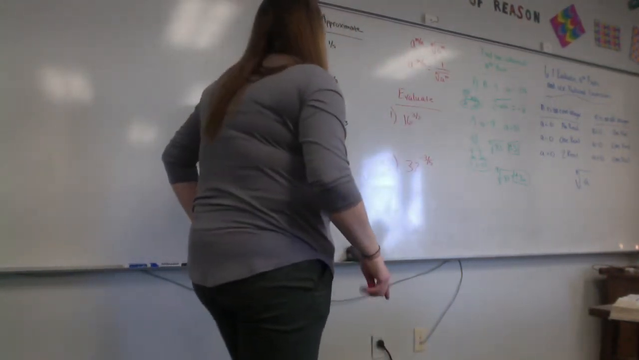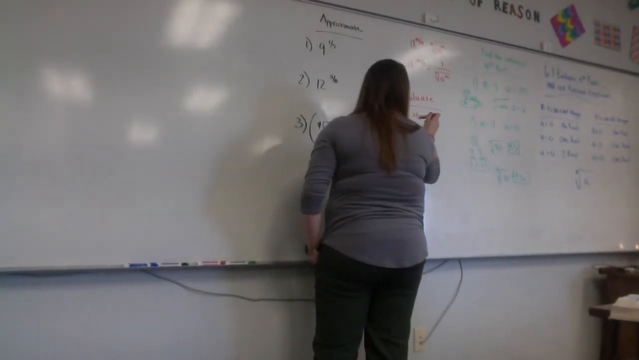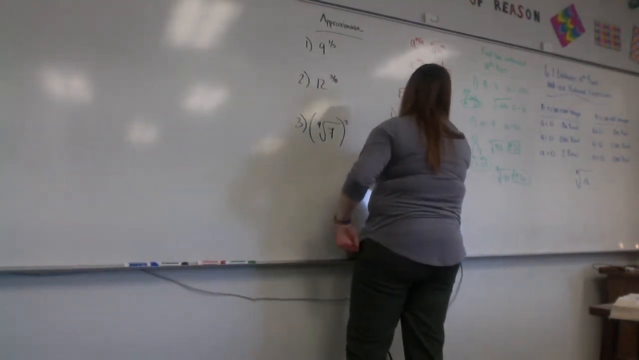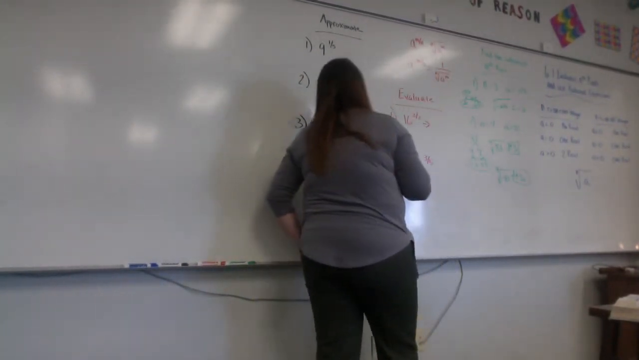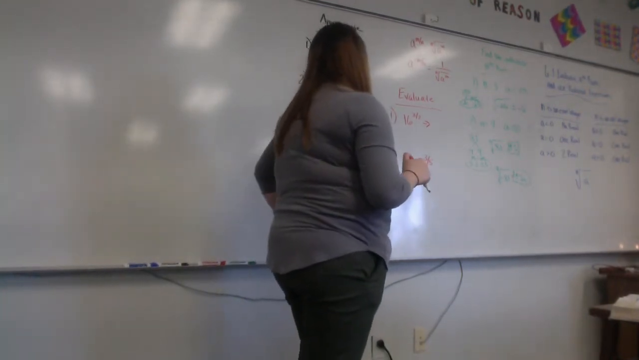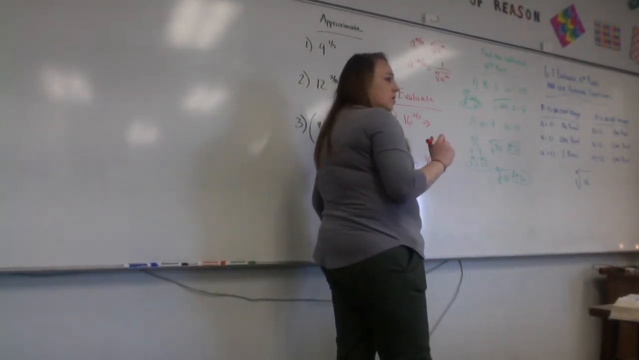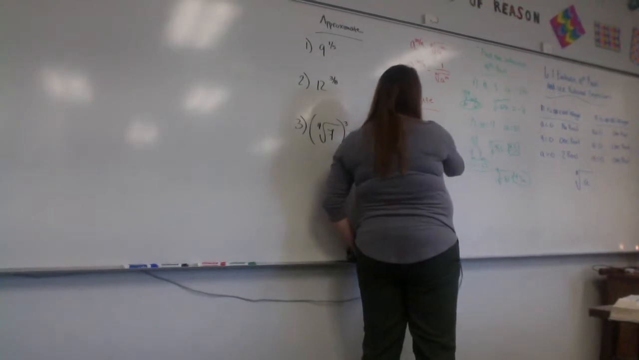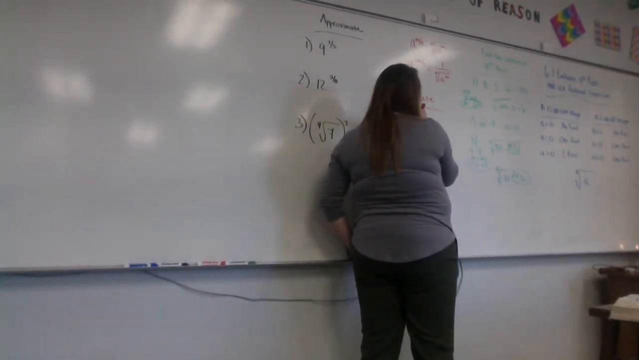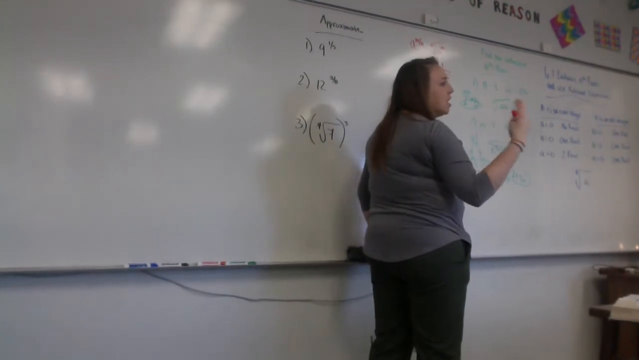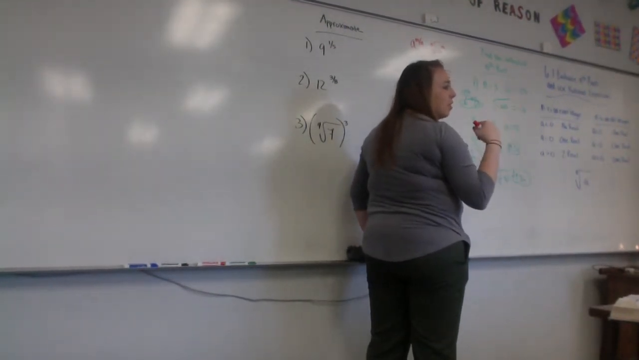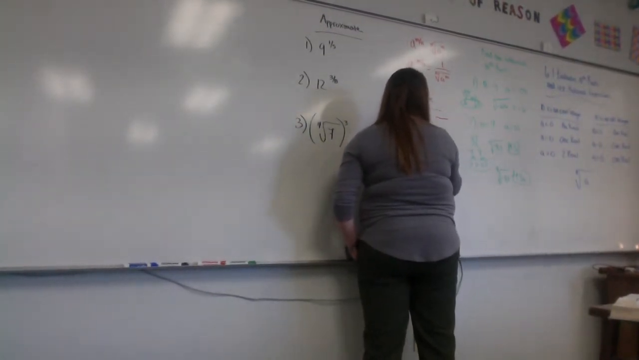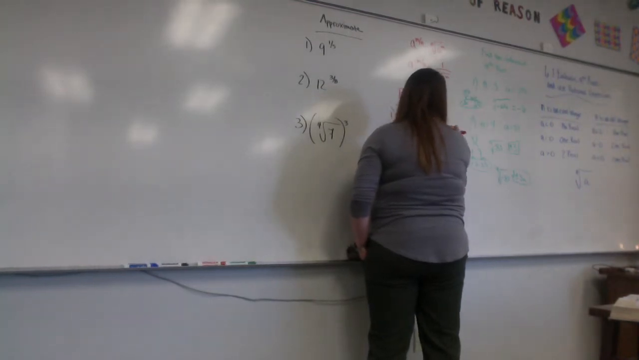Okay? So how do I change 16 to the 3/2 to evaluate it? What would that look like if I rewrote this? The 2 goes on the outside. Yes, the 2 goes on the outside, because you're taking the root that's a 2, what's that called? Square root. So I'm taking the square root of what? 16 to the third.